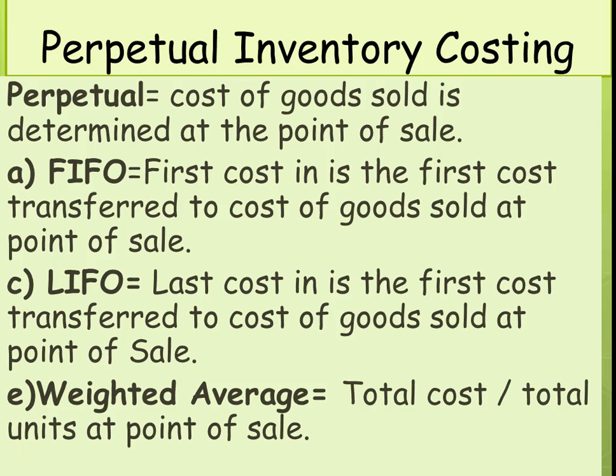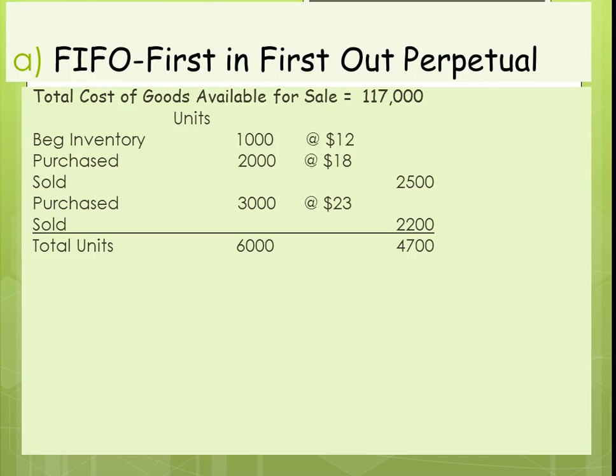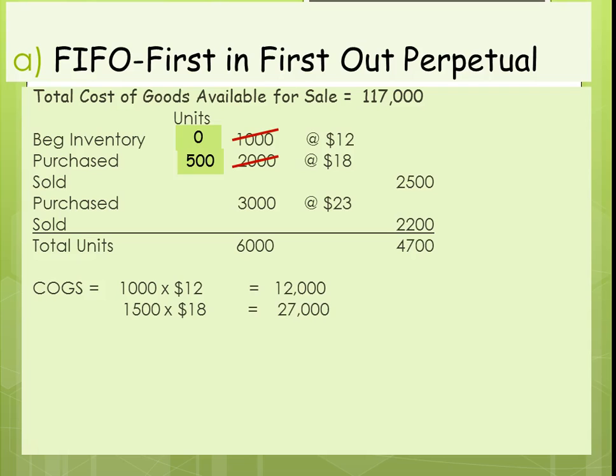Now, what does it look like if we do perpetual? The thing here to remember is that every time we make a sale, we have to calculate cost of goods sold. Now, under FIFO, whether you do periodic or perpetual, you're going to get exactly the same answer because it's always the first cost in is the first cost out. So when we make our sale of 2,500 units, 1,000 is going to go to cost of goods sold, and 1,500 is going to go to cost of goods sold, and we have 500 left at 18.